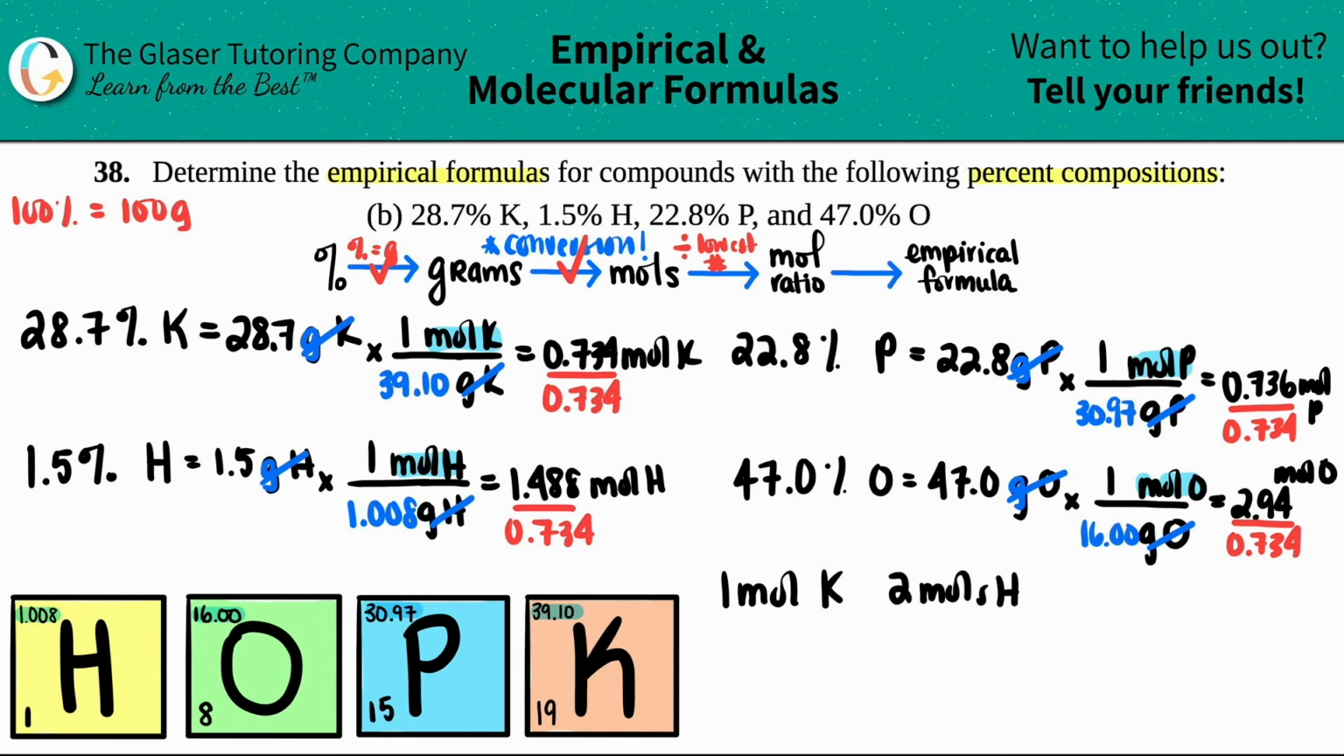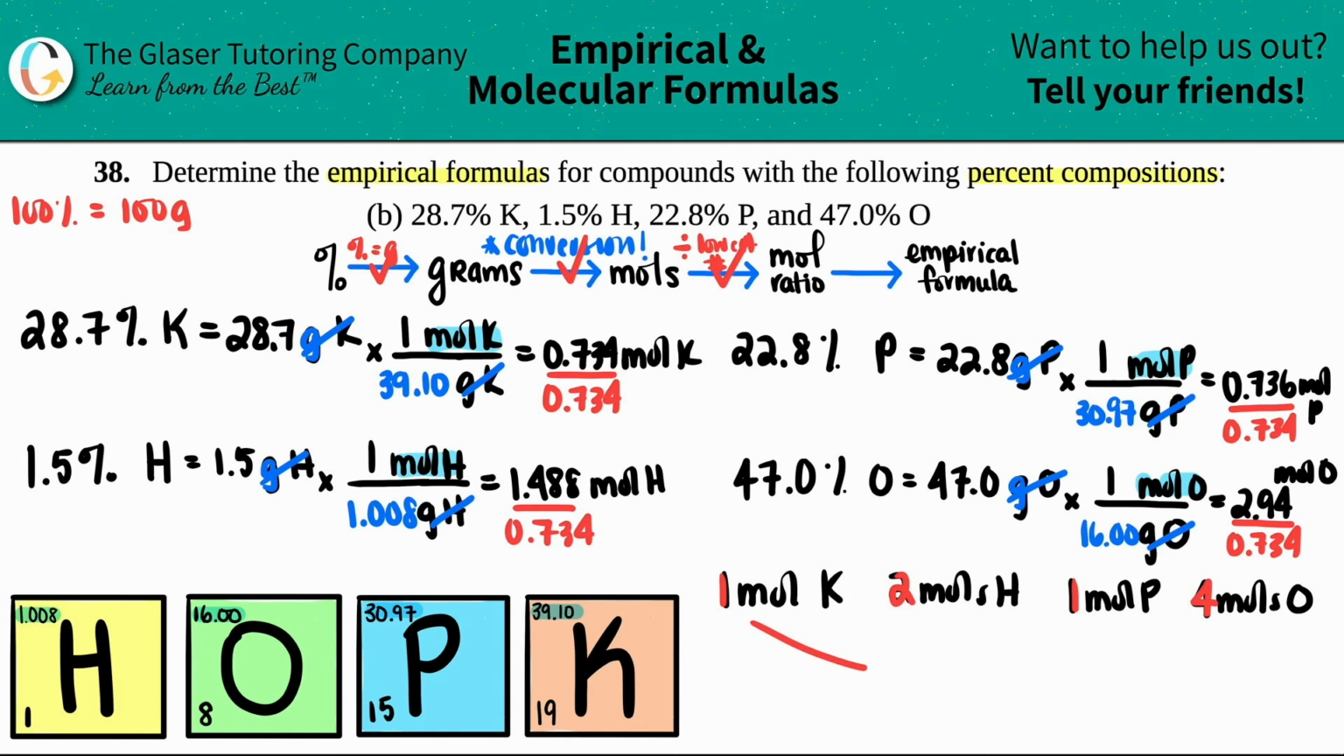Let's move on to the next one. 0.736 divided by 0.734. You probably know what this one's going to be. Very, very close to 1. So 1 mole of potassium. Actually, no, P is phosphorus. I swear they put this with potassium and phosphorus to mess you up, right? And then let's do the last one. 2.94 divided by 0.734. Very, very close to 4 moles of oxygen. And now this step is done. I have 1 mole of potassium, 2 moles of hydrogen, 1 mole of phosphorus, and 4 moles of oxygen.